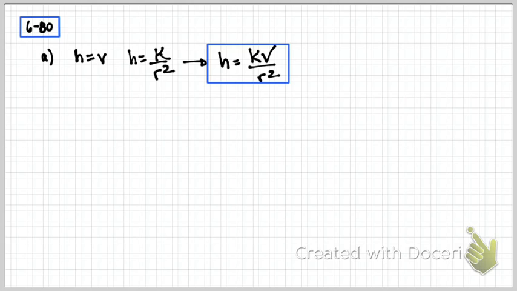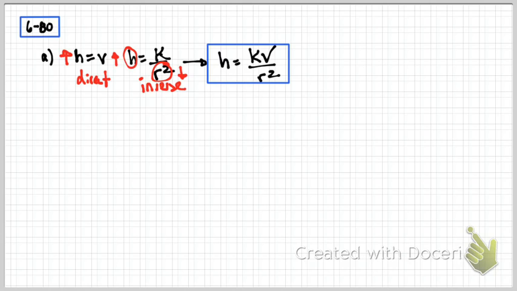So direct variation means they'll be equal to each other. Inverse variation means you're going to do the reciprocal. So you see that H and R squared is below. So as H gets bigger, R squared gets lower. Whereas here, H gets higher, V gets higher. Okay. So this is your equation.